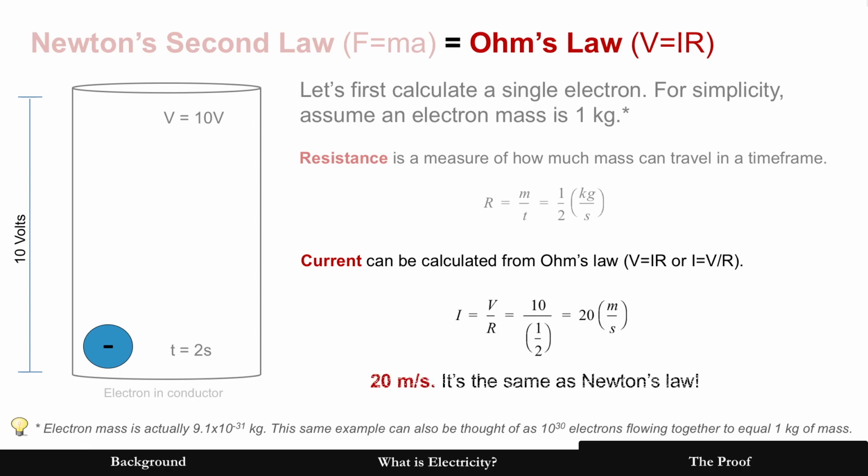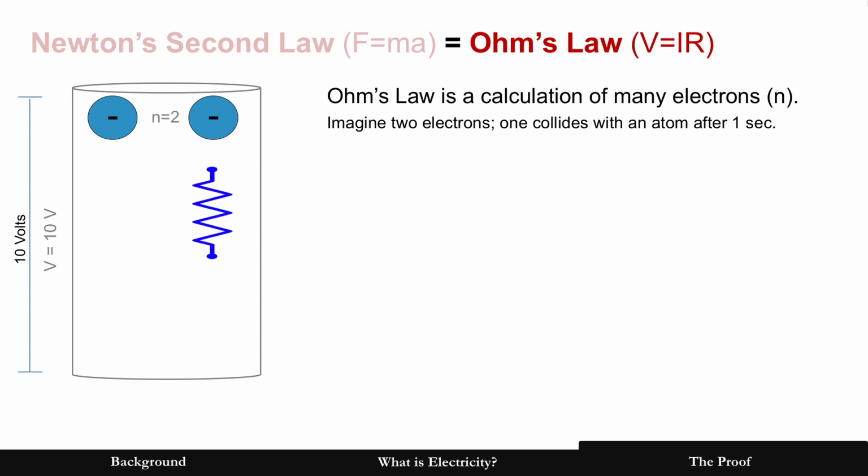And current can be calculated now from Ohm's law, V equals IR. In this case, we have to flip it around and say I equals V over R, because we're calculating current. And when you do, what do you know? It's the same thing as that first example we showed earlier. It's 20 meters per second. It's the exact same thing as Newton's law. It's pretty cool. But that was a simple one, so let's expand on this now.